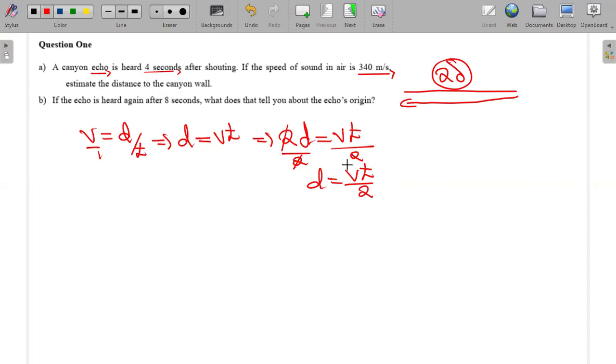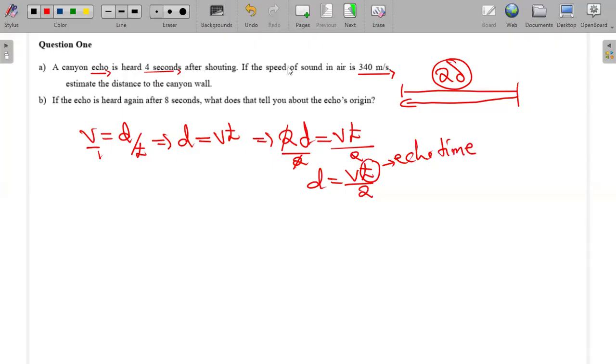So d here is the distance, we have velocity, and we have time, I mean the total echo time. That's one thing that you're supposed to keep in mind: not the time it takes the sound waves to travel from the source to the canyon wall. It's the echo time, which means from the time you shout to the time you hear the echo. So I can just say this is the echo time for clarity.